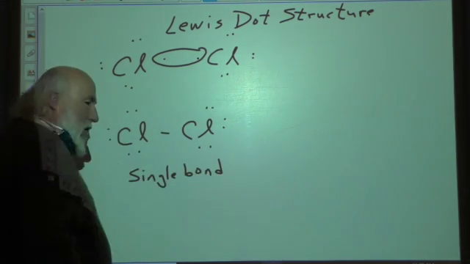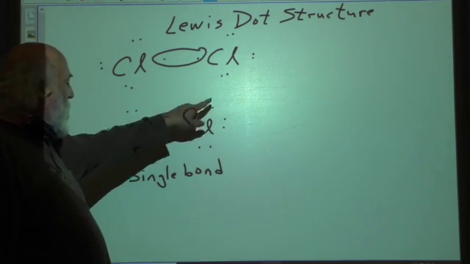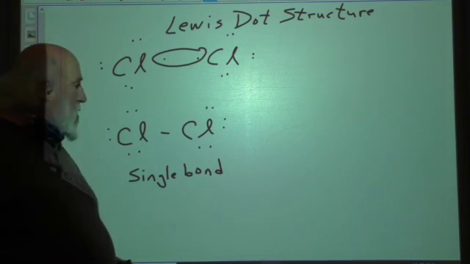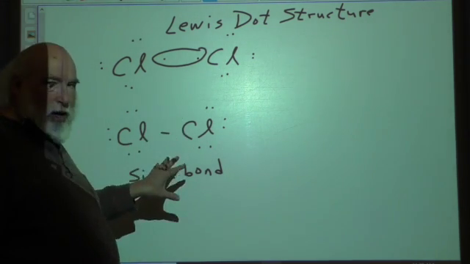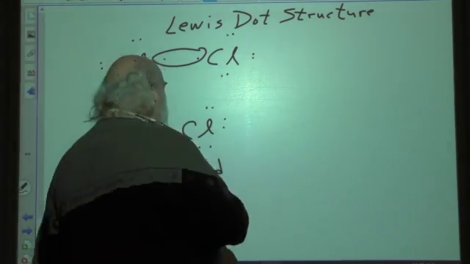And if we look at each individual chlorine, we have 2, 4, 6, 8, 2, 4, 6, 8. The octet rule is satisfied. So this is a thing. Hydrogen does kind of the same thing.